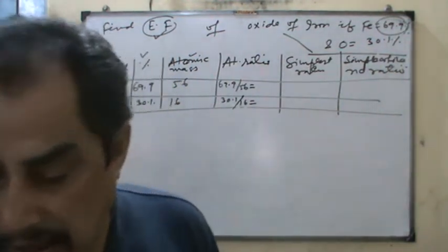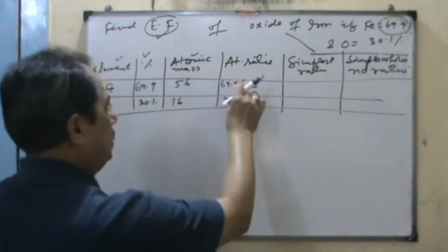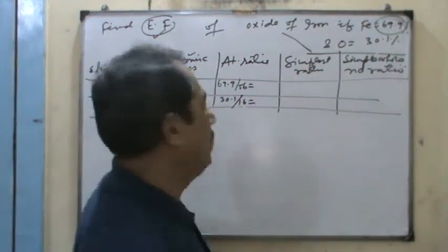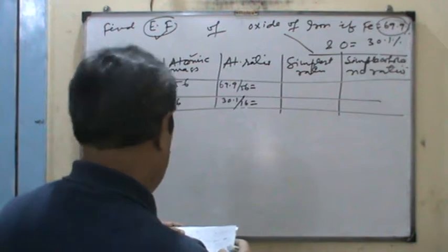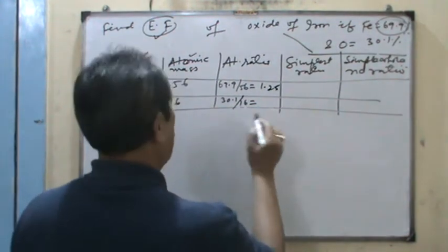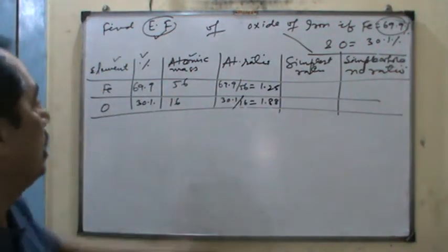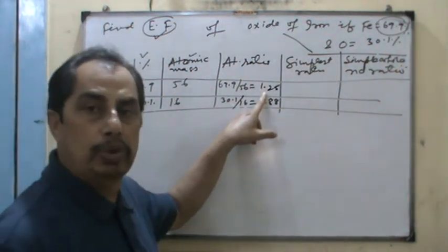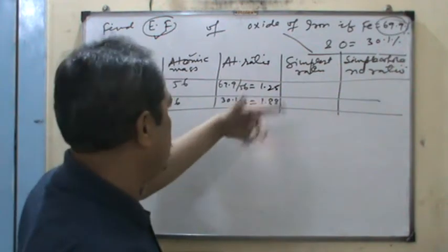Because of this, you can solve this numerical part yourself. 69.9 divided by 56 is 1.25, and this is 1.88, like this. Dear students, this division gives 1.25, which is the lowest factor. So divide it to all.